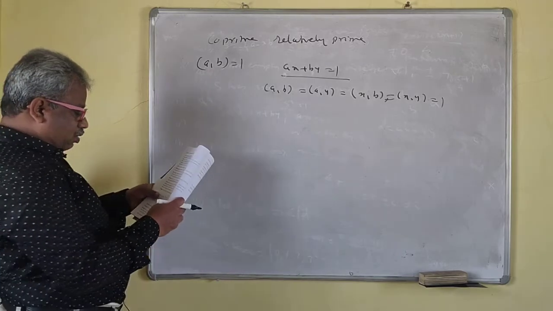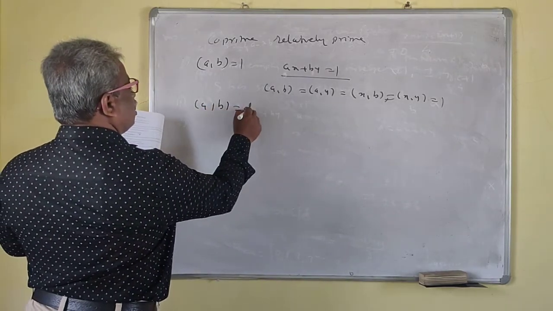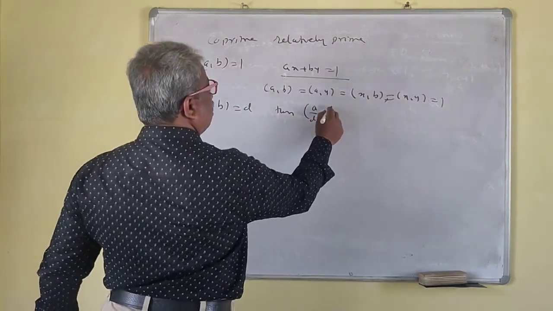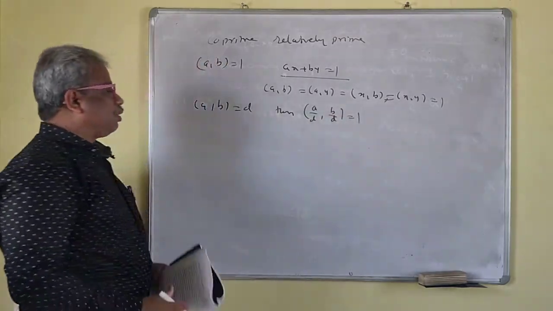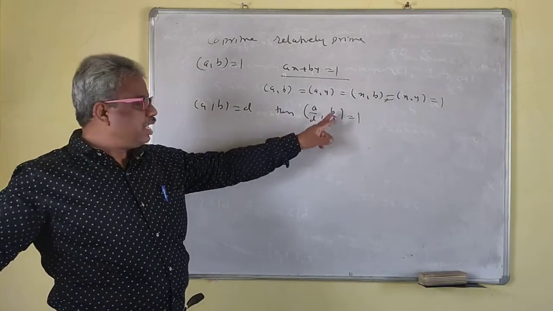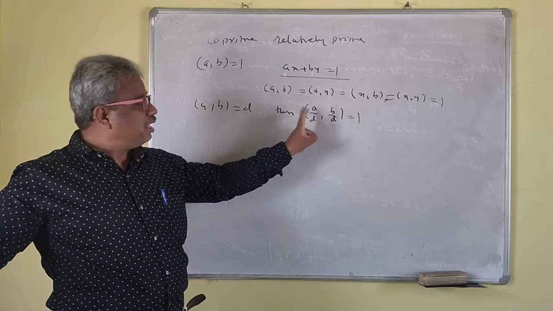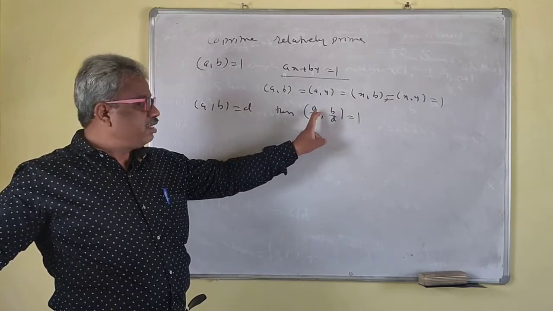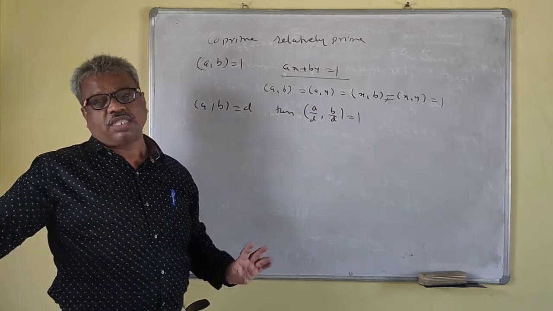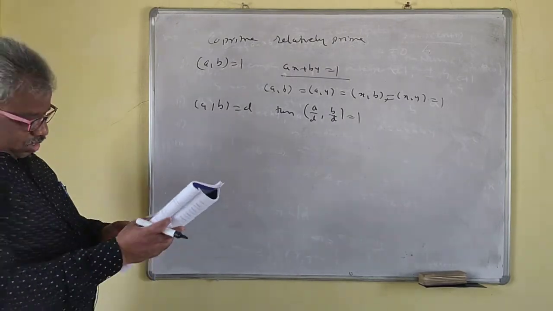Okay, so another thing is, if GCD of a and b is equal to d, then GCD of a upon d and b upon d is 1. That means GCD is the common divisor, so a upon d and b upon d are integers, because a is a multiple of d and b is a multiple of d. So the d will be cancelled, and whatever numbers remain, they are relatively prime. So you should remember this.